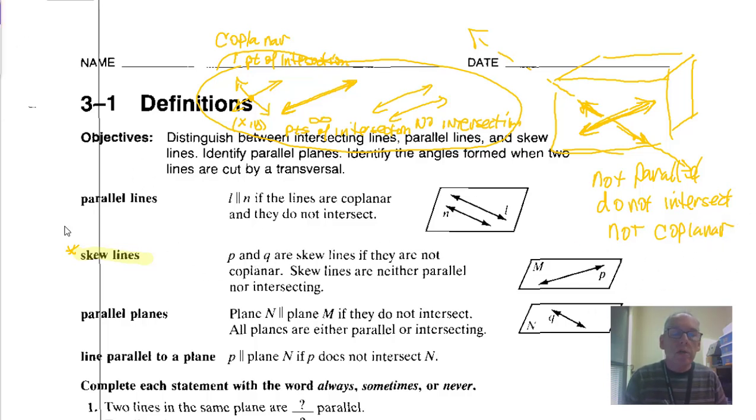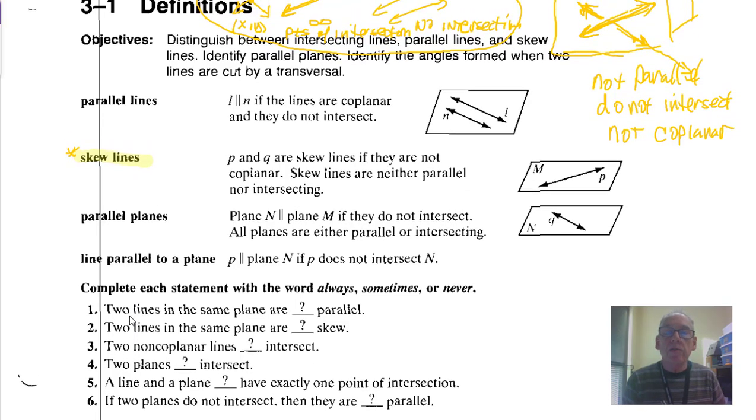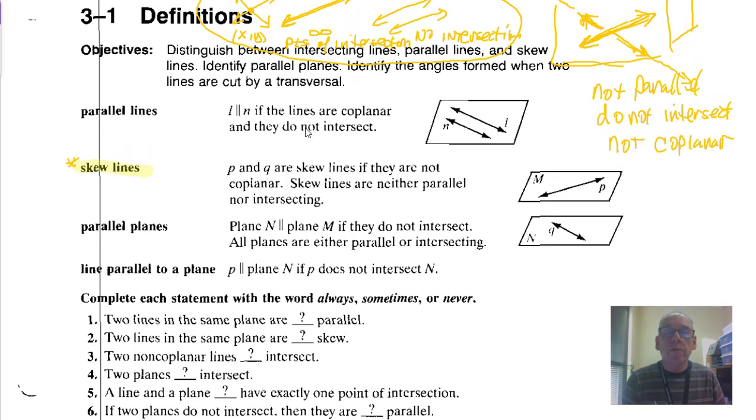So let's go on. Parallel lines: coplanar, don't intersect. Skewed lines: they're not coplanar. They're neither parallel nor intersecting. And parallel planes. Here's an example of parallel planes. They don't intersect each other. All planes either are parallel to each other, which means they don't intersect, or if there's a little bit of a tilt between them, they're going to intersect each other at some place in a line.